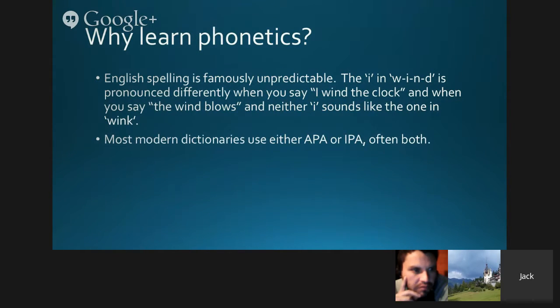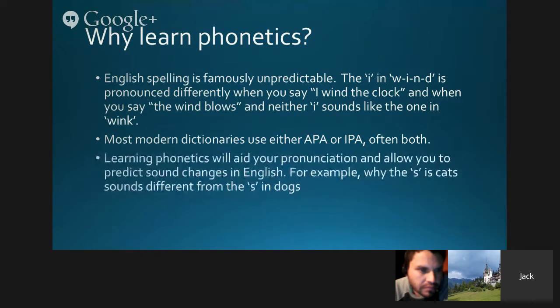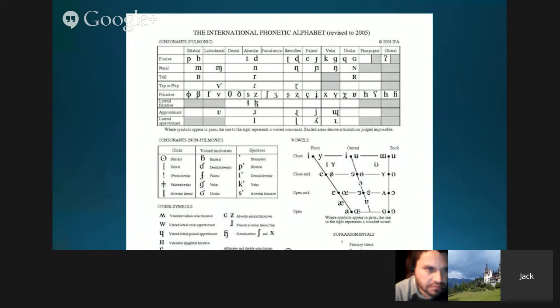Also, most modern dictionaries use one of these phonetic alphabets, so being able to read one or the other can be very helpful. And one final reason is that a lot of the subtleties of English pronunciation rely on phonetic knowledge. For example, at the end of this class, we will discuss why the S in cats is different from the S in dogs. If you can hear it, one is different from the other. We'll talk about why.